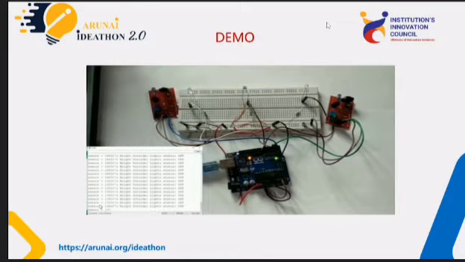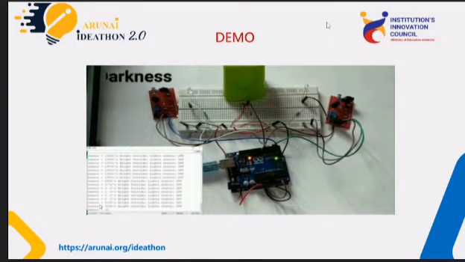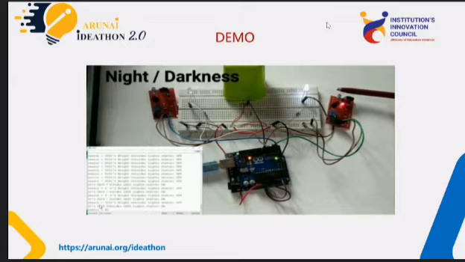Now the darkness for the LDR. I am going to cover the LDR with a box, and we can see that our sensor output goes below the threshold level. Keep the object near the IR sensor, then the LED is turned on. If the object moves, the LED turns off.